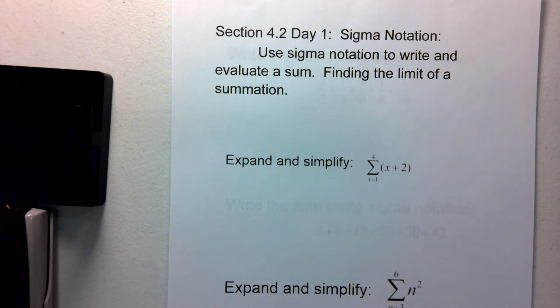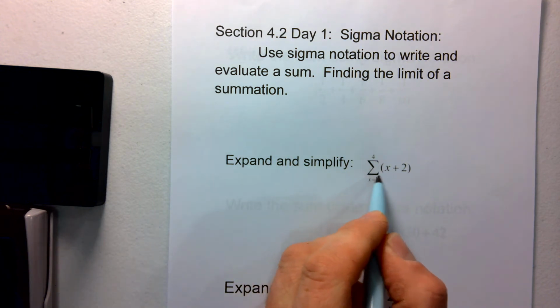All right, section 4.2, we're going to start out by doing a little review from pre-calculus, and we're talking about sigma notation. We're going to be able to use sigma notation to write and evaluate a sum of numbers. And we're also going to work with finding the limit of a summation. So the first thing we're going to do is review what sigma notation is.